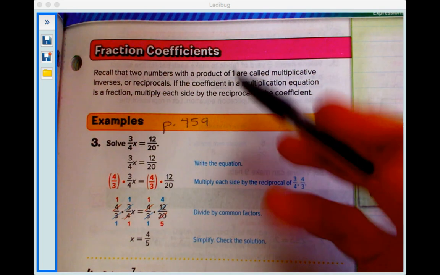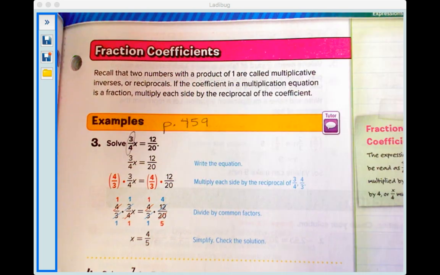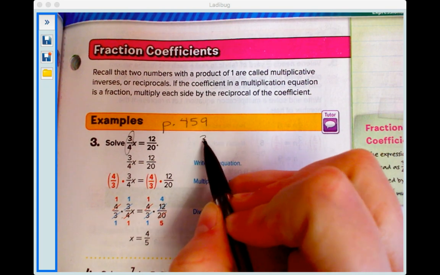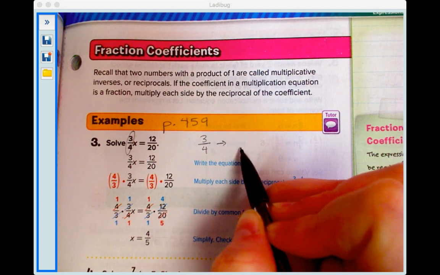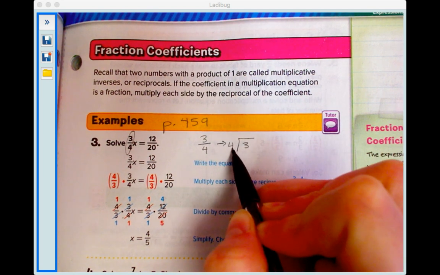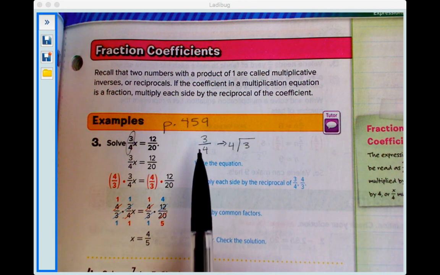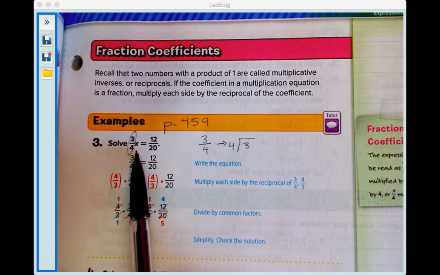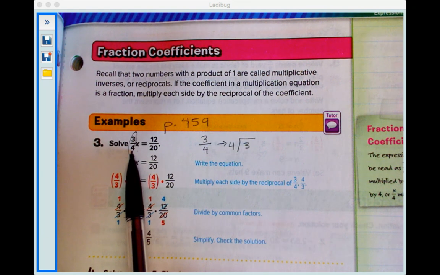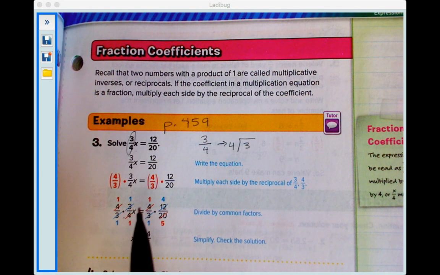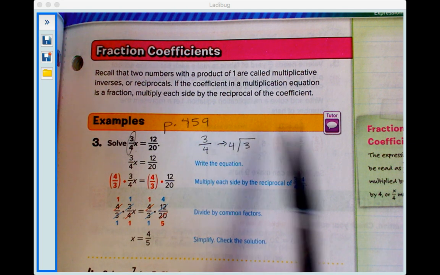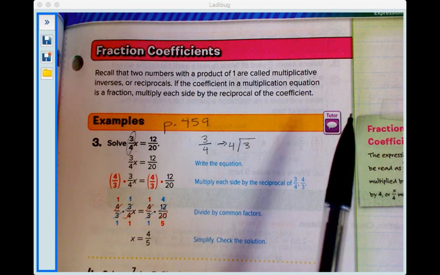If you look at a fraction, it is technically a division sign. So 3 over 4 is the same as 3 divided by 4. In this case, to get rid of a fraction, you will need to multiply by the inverse. Because it's a division problem, you need to multiply. That is the first thing we're going to focus on.